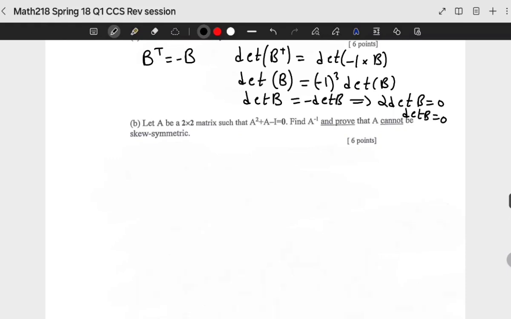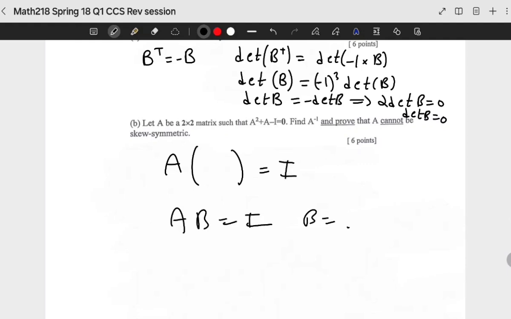For part B, let A be a 2 by 2 matrix such that A squared plus A minus I is equal to 0. Find A inverse and prove that A cannot be skew symmetric. For these problems, it's a good idea to isolate I. So the plan is to try to get to a form of A times something equal to I. So we want to leave I on the right hand side and then try to factor out A, and then whatever remains is A inverse, because A times B is equal to I means that B is the inverse of A, right?